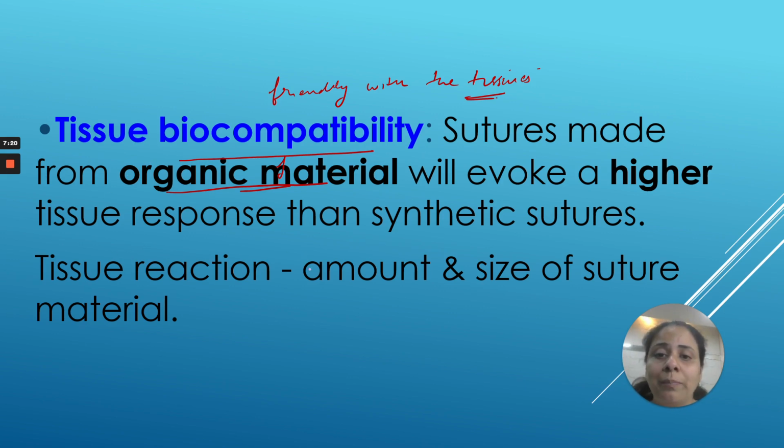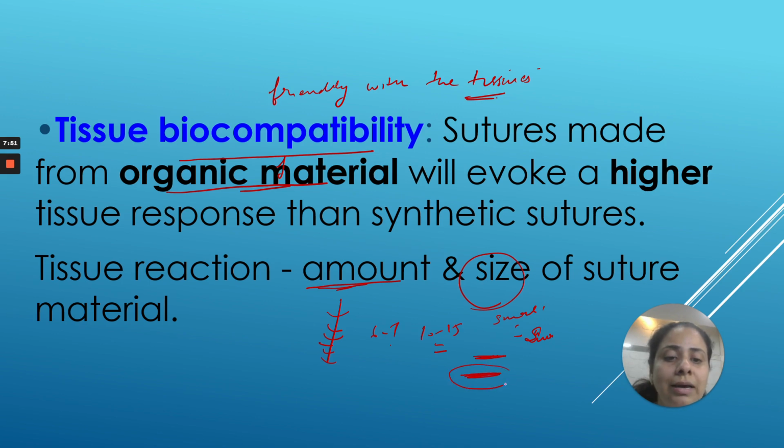And tissue reaction also depends upon the amount. That means how many sutures we are placing, whether around 6 to 7 sutures or maybe 10 to 15 sutures, and the size of the suture material, whether we are using a very small suture. I will describe the zeros in the sutures in the upcoming slides. If I am using a very narrow thread or a very thick thread, the thicker the thread is, the more the tissue reaction. So I will see according to my requirement whether I want to go for the thicker thread or the thinner thread. Accordingly, it will give the tissue reaction.